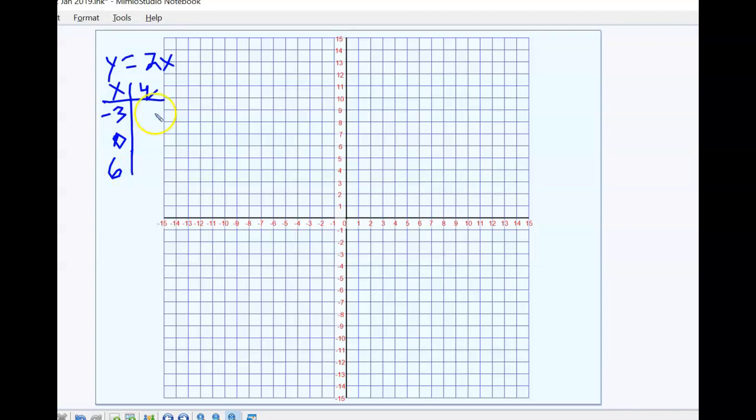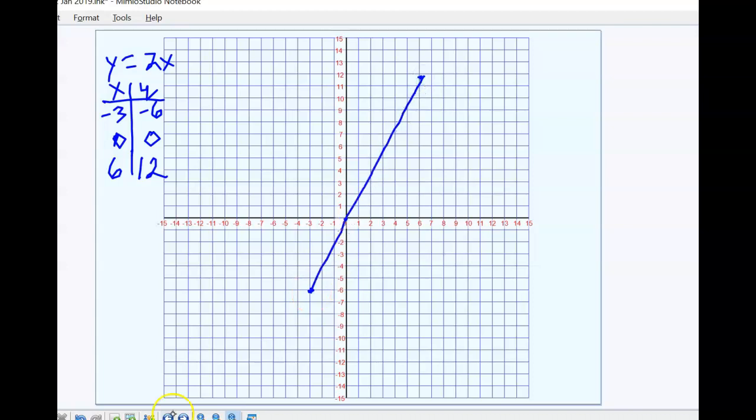points. So if I put -3 in, it's going to be -6. If I put 0 in, it's going to be 0. If I put 6 in, it's going to be 12. So -3 and -6 is going to be about right there. 0, 0, and not 2 and 12, sorry, 6 and 12. Okay, so now if I join those, I get a straight line.